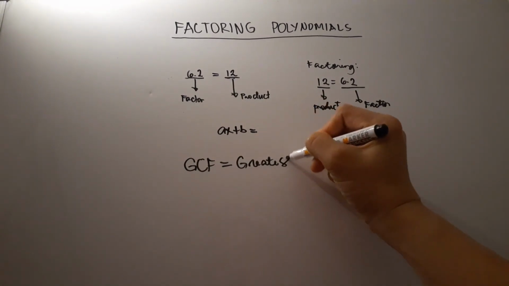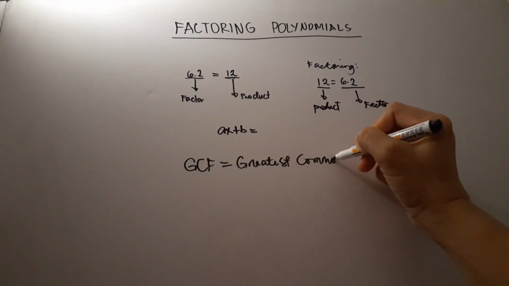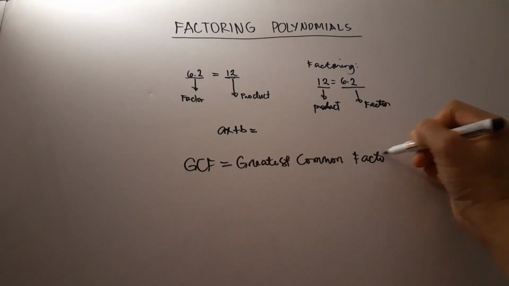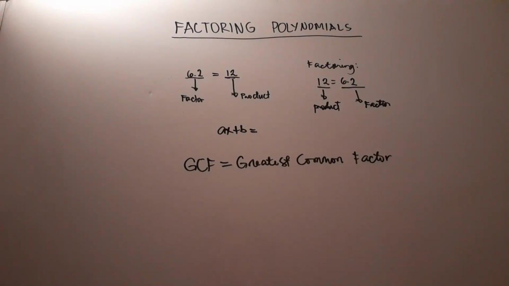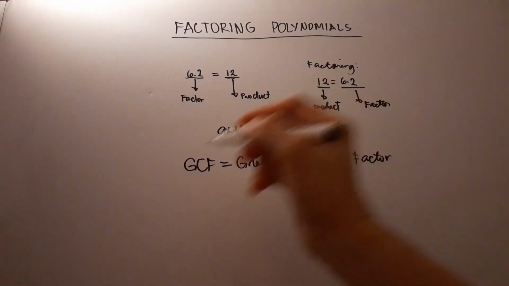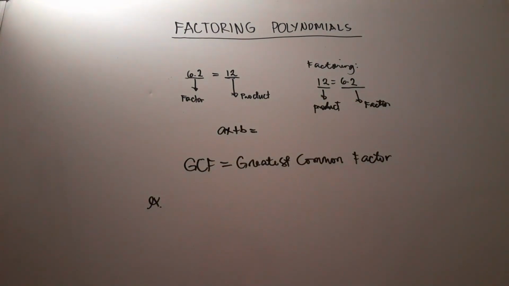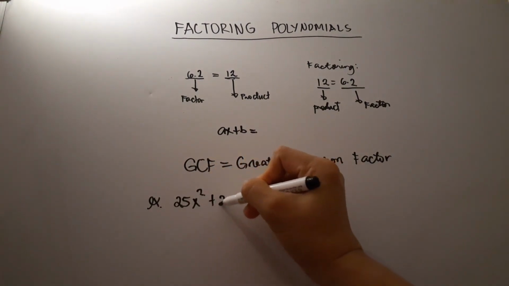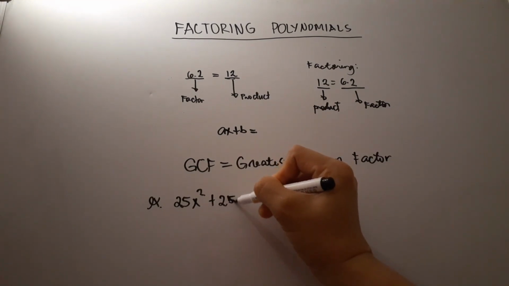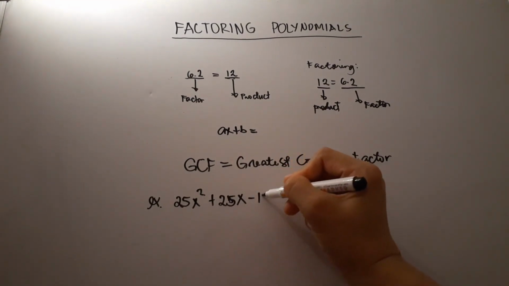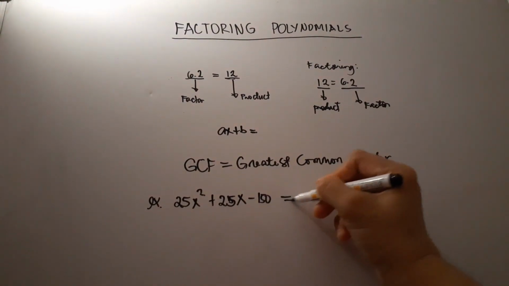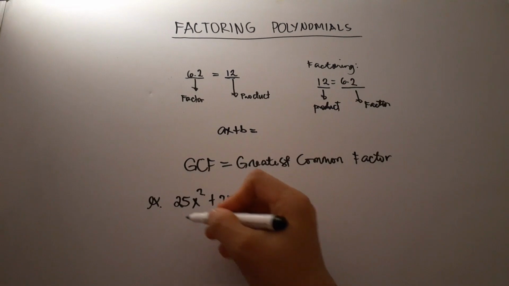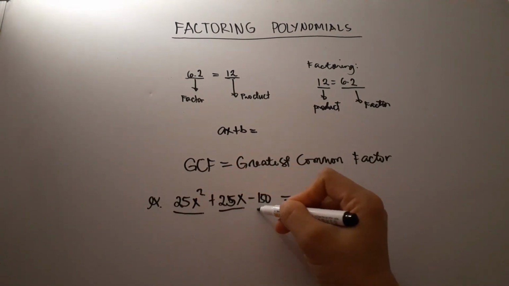Then we can use the greatest common factor of an expression, which is the product of the factors that appear in each term, with each of these factors raised to the smallest non-zero exponent appearing in any term. In factoring polynomials, it is advisable to first factor out the GCF. Let's take for example 25x squared plus 25x minus 150. Remember that 25 here is our lowest integral value and it is common to them, so we can use 25 as our greatest common factor.